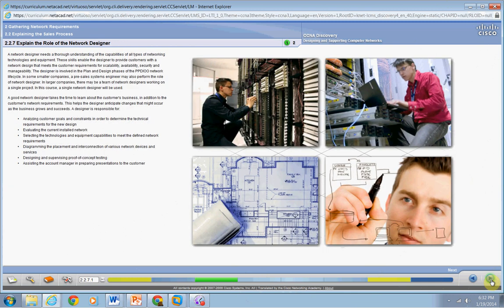So the network designer, this person needs to know all types. Pretty much says it in the name. You are the designer, so you need to know your stuff. Technology stuff, equipment, your networking stuff, skills that will provide a network design to meet the requirements of scalability, availability, security, manageability. So the network designer is involved in the plan and design phase.